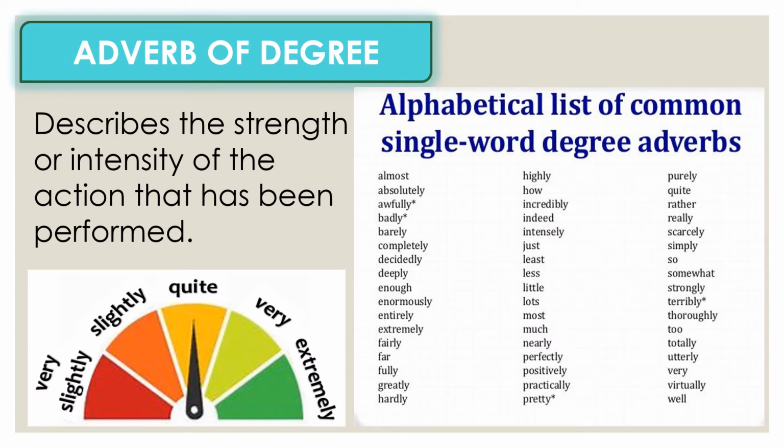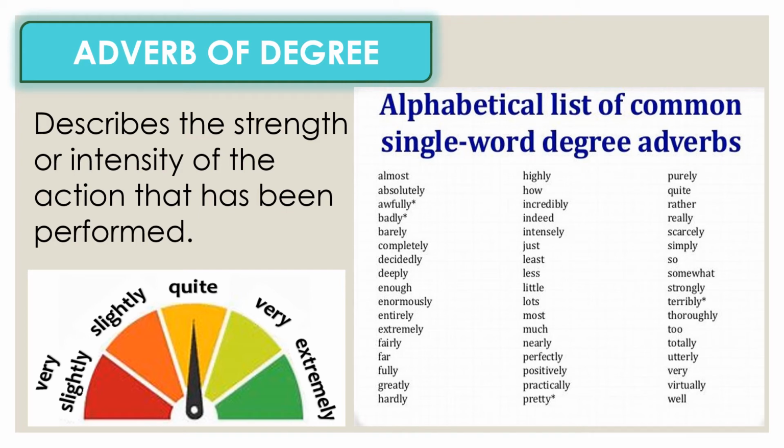The last one is adverb of degree. It describes the strength or intensity of the action that has been performed. Below it, there is a chart which talks about the intensity or the strength of an action. The red one says that the action has shown a very slight change. Then it's orange, which says a slight action has been performed.